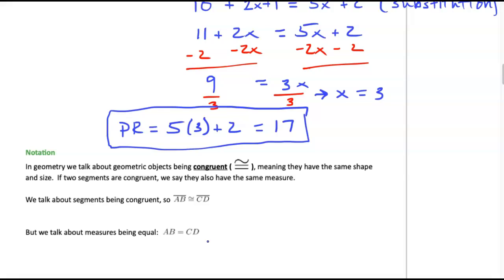So that's just a notation convention that we follow. So keep that in mind so you know the difference between talking about a segment, which we can say is congruent to something, or a measure, which we can say is equal to something.